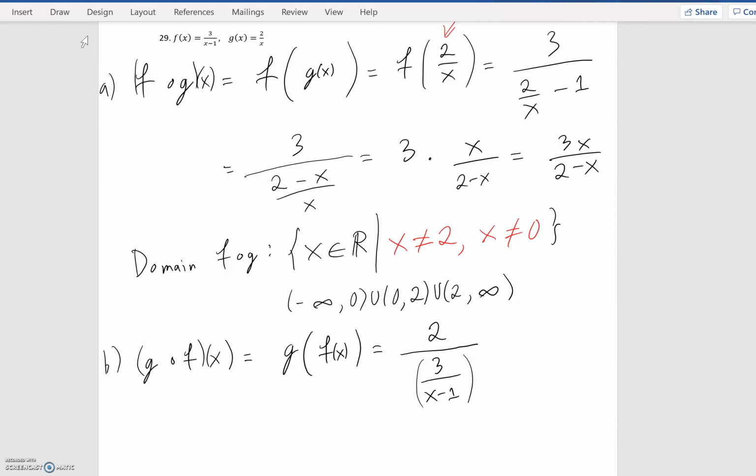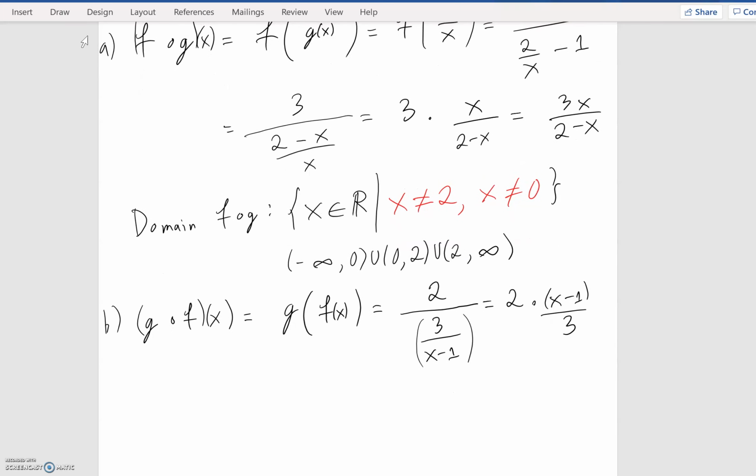What do we have here? We've got something divided by a fraction. What do we do? Take the reciprocal of the bottom, multiply it by the top. So this thing will simplify into 2x minus 2 over 3. All right, now what's the domain?